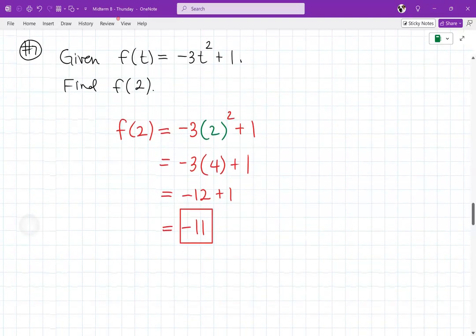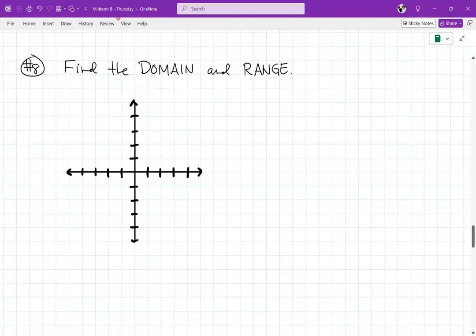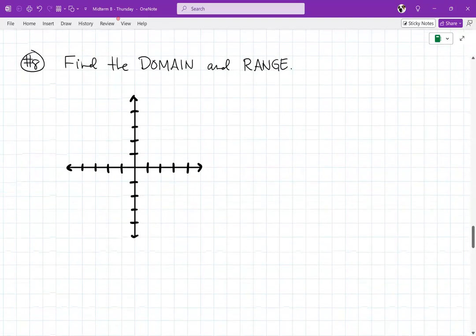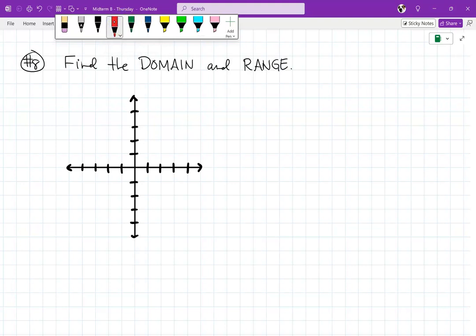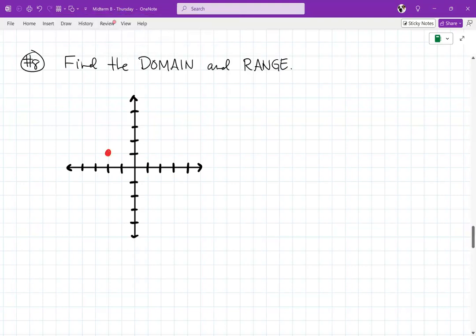All right, let's go to number 8. So find the domain and range. So let me try. I'm going to draw one for us. I'm going to put it here and just make it go this way. So this point right here, just so you know, is negative 2, 1, okay? That point is negative 2, 1.